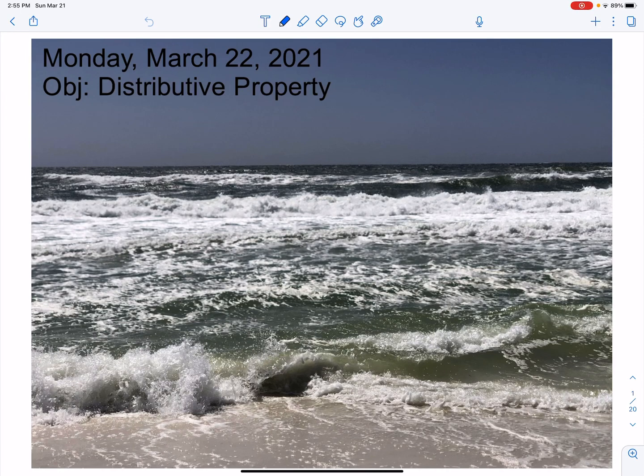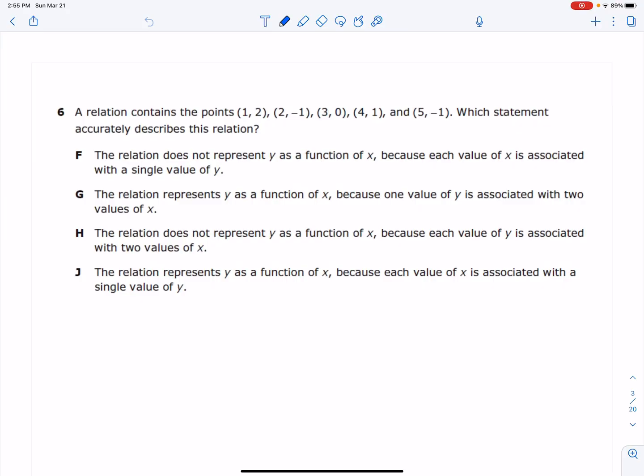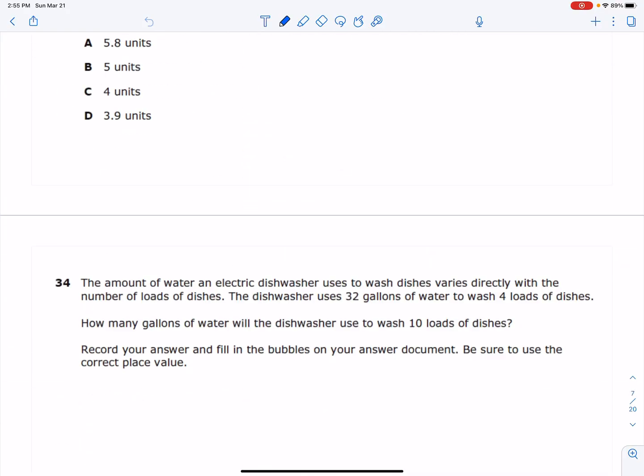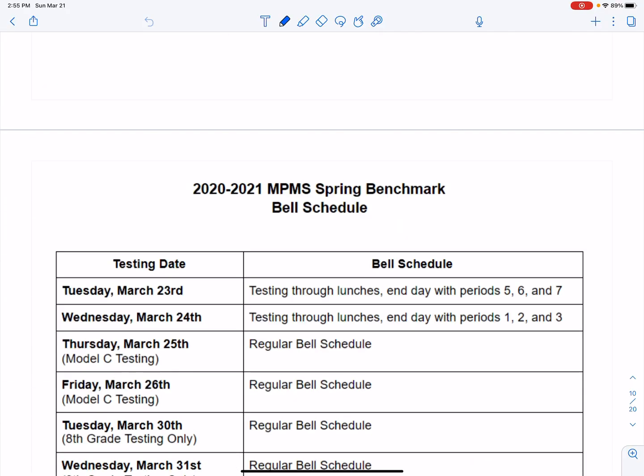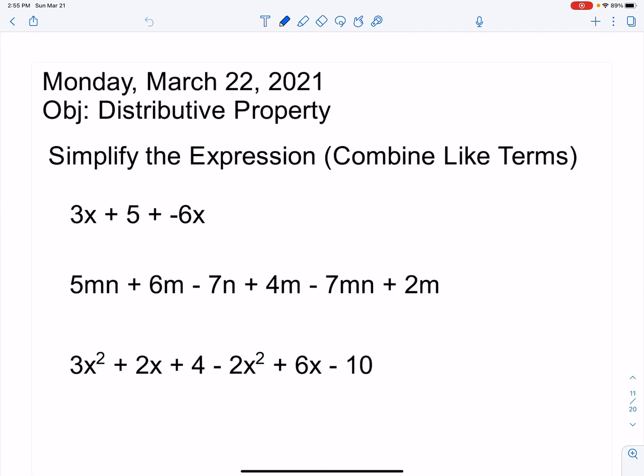Hello class. Today we're going to talk about the distributive property. Okay, so let me slide down to it and then we'll begin our lesson. Okay, distributive property. It says simplify the expression or combine like terms.